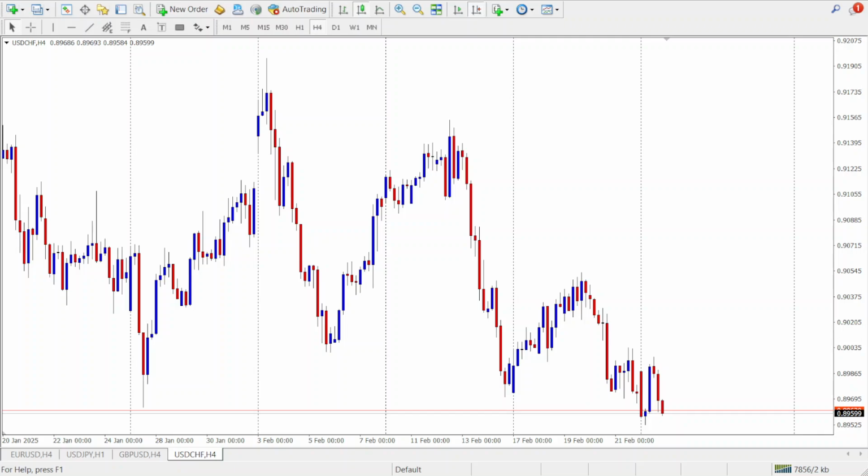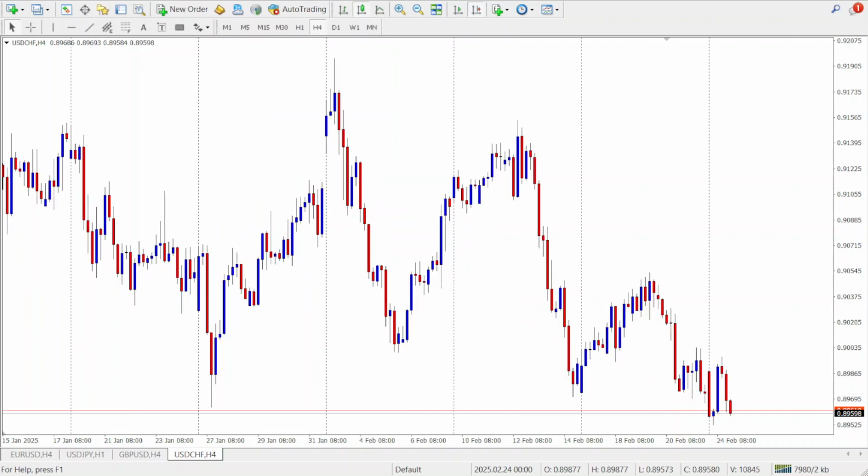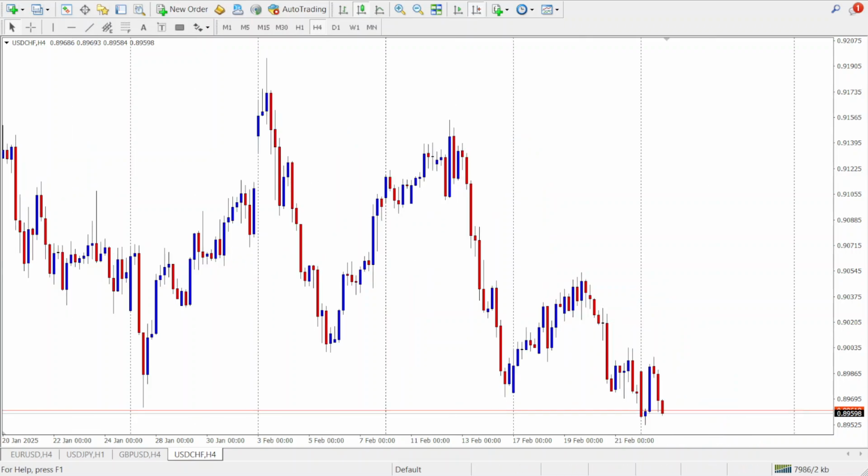Let us start with the basics. What exactly are market fractals? Now, a fractal is a simple 5-candle pattern that highlights potential reversal points in the market.